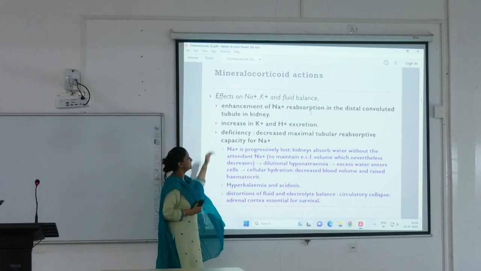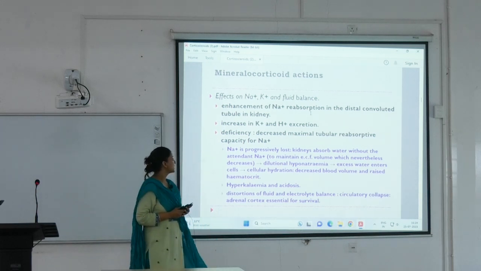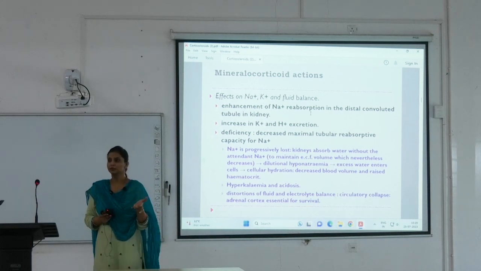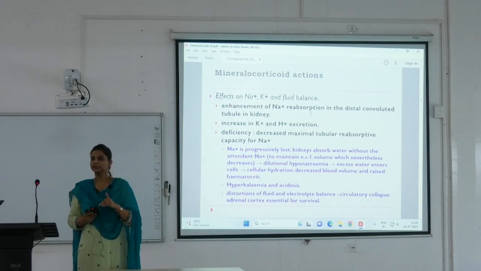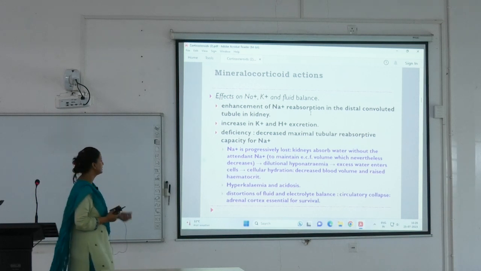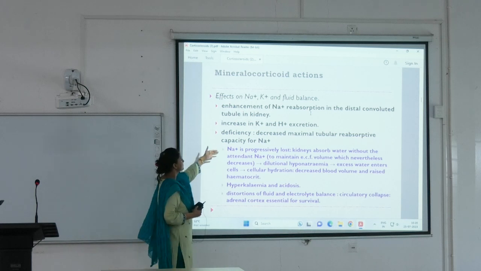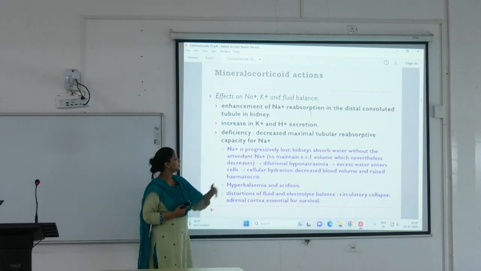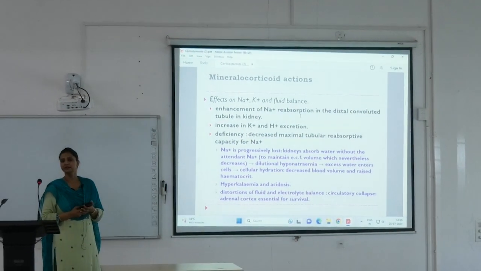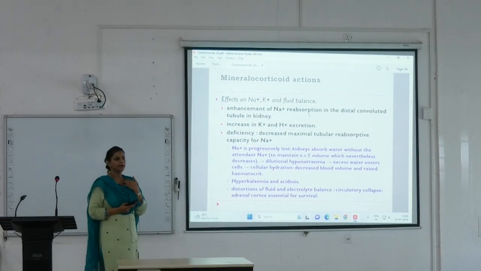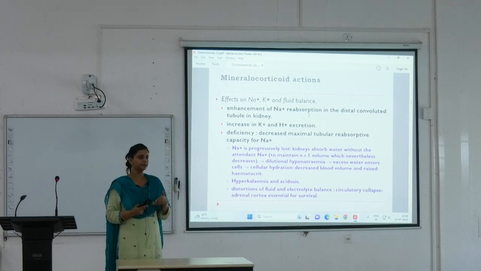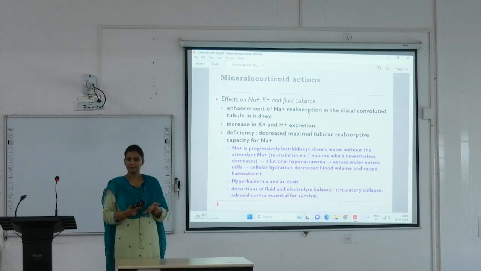What will happen when there is deficiency? There is decreased maximum tubular reabsorption capacity for the sodium. Decrease হয়ে যাবে, কাজটা কি করছিল, সোডিয়াম ইনটেক করছিল। যদি ডিক্রিজ হয়ে যায় লেভেলটা হরমোনস এর, তাহলে সোডিয়াম ইনটেক হচ্ছে না, so there will be decreased capacity of sodium intake, so there will be sodium lost and the kidney will absorb water without the sodium, so there will be dilutional hyponatremia. Clear? There will be dilutional hyponatremia because sodium intake হচ্ছে না, water intake হয়ে যাচ্ছে without sodium.